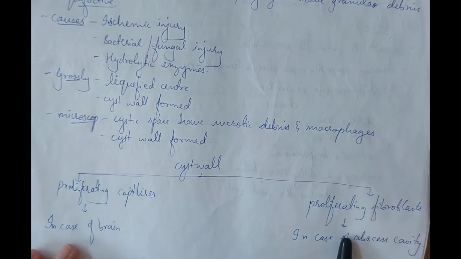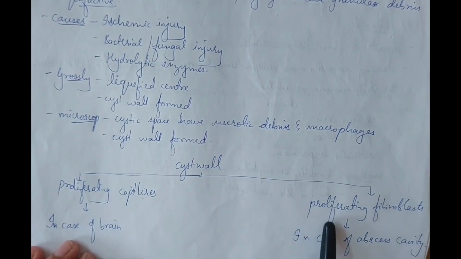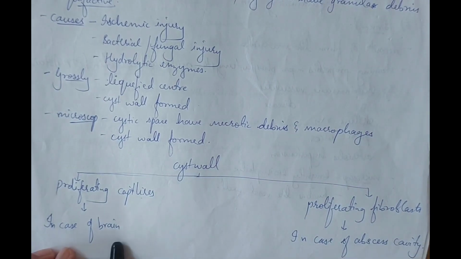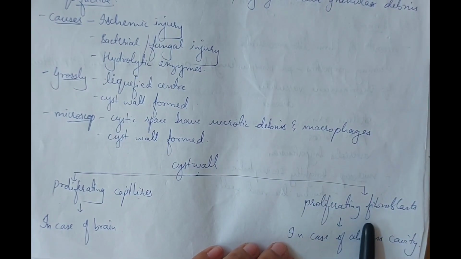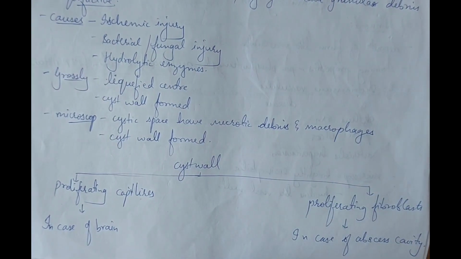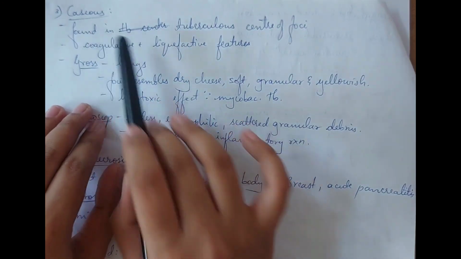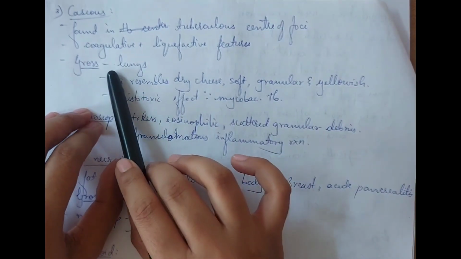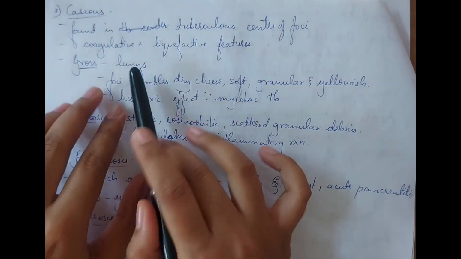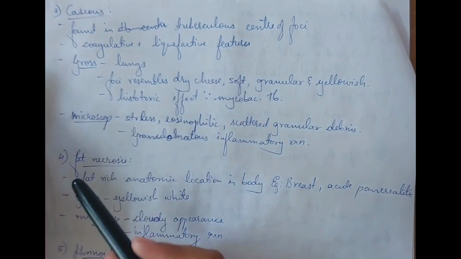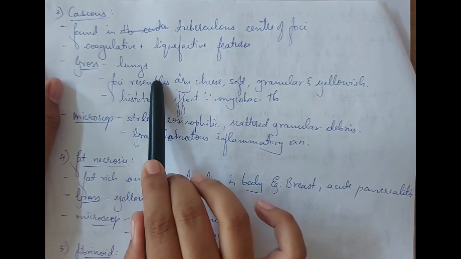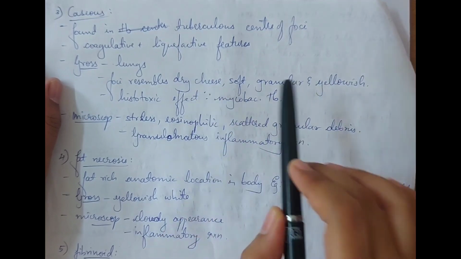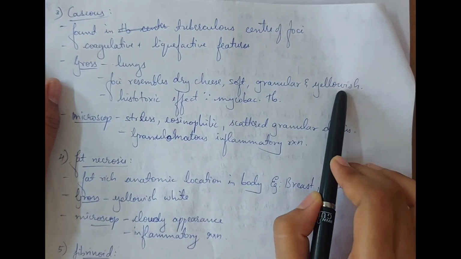The cyst wall has 2 types: proliferating capillaries and proliferating fibroblasts. The proliferating capillaries are seen in the case of the brain, and the proliferating fibroblasts are seen in the case of an abscess cavity. The third type is caseous necrosis. It is found in the tuberculous center of foci, which has characteristic features of both coagulative and liquefactive necrosis. Grossly, it is usually seen in the lungs. The foci resemble dry cheese, which is soft, granular, and yellowish in color.